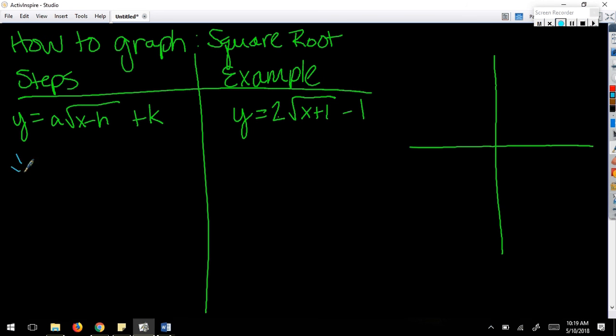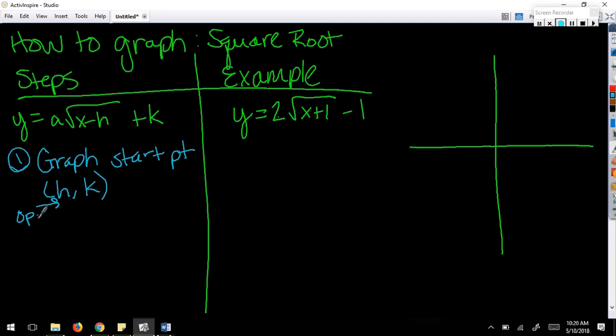Step 1. We're going to graph the start point. And the start point is going to be H, K. Don't forget, H is opposite. K is the same. So looking at my example, what is the start point? -1, -1. Yes. And so I'm just going to plot that. Mark it with an S so you know that that's your start point.